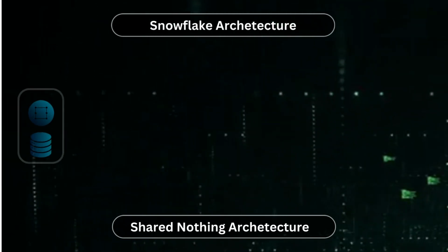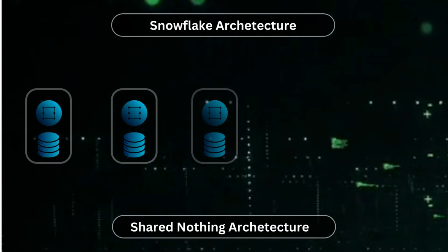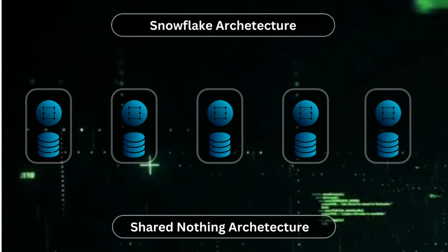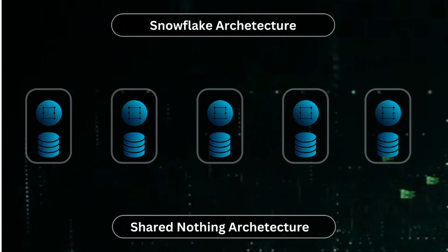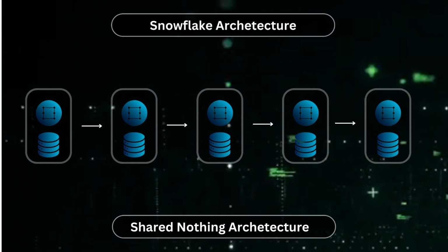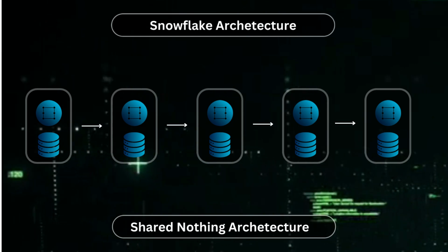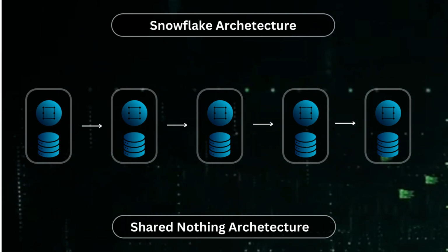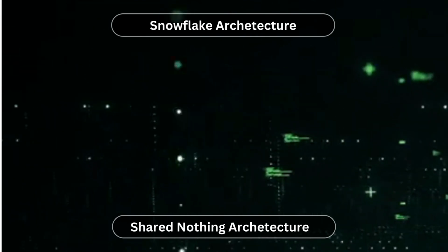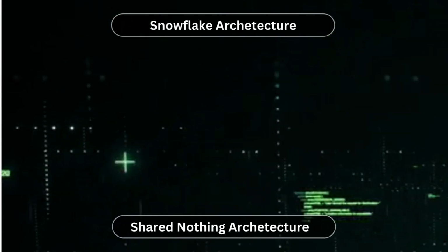Shared nothing architecture. In shared nothing architecture, each node in a distributed system has its own dedicated resources, including storage and processing power. Nodes operate independently and do not share memory or disk resources. This architecture offers scalability and fault tolerance, as well as better performance for parallel processing tasks.